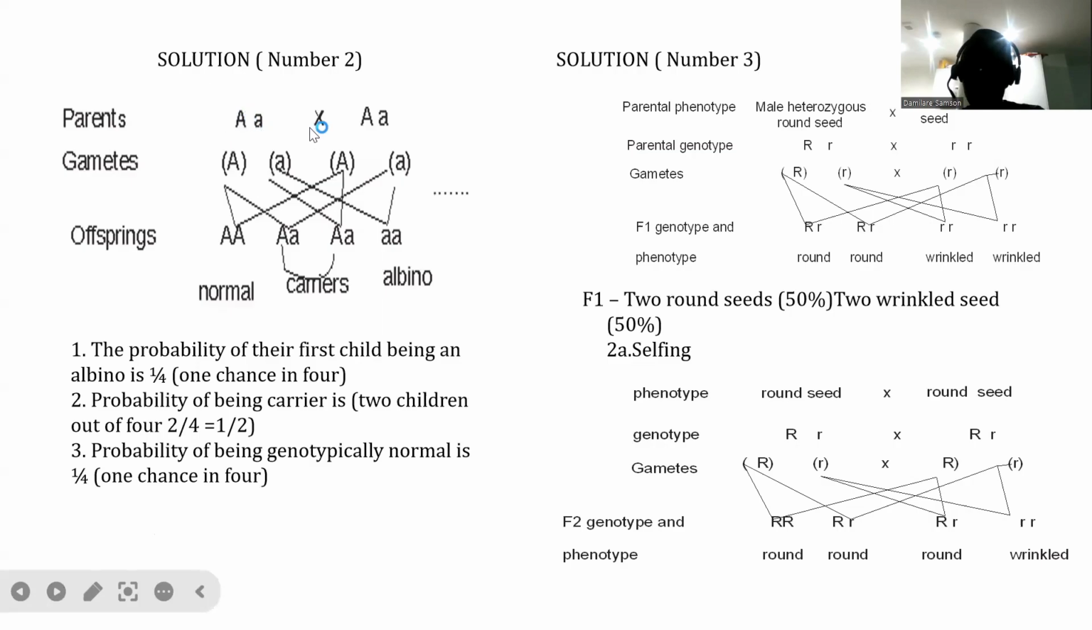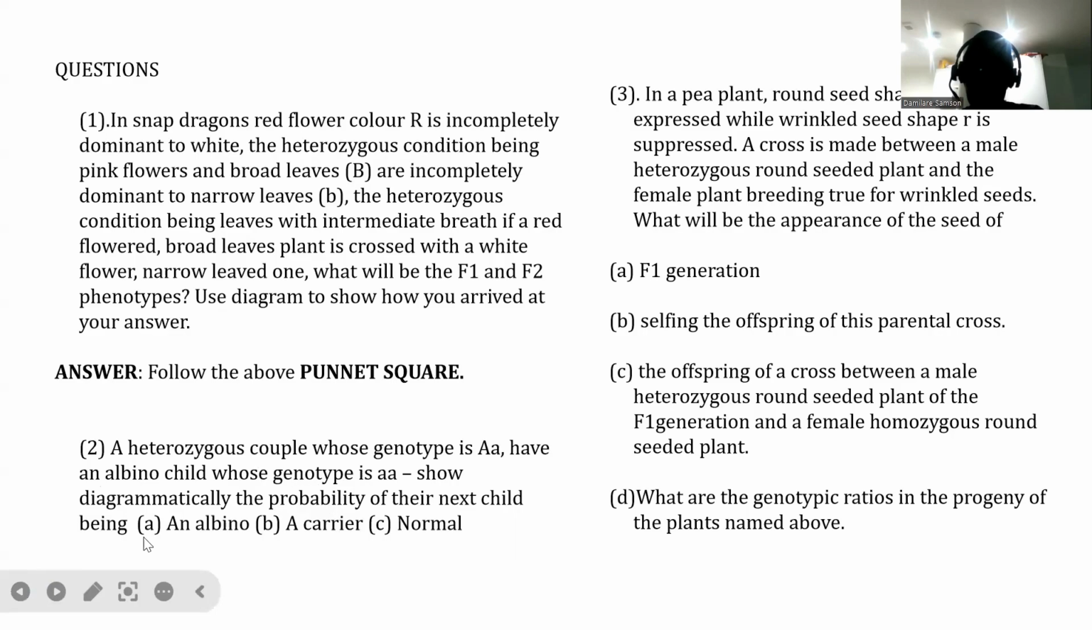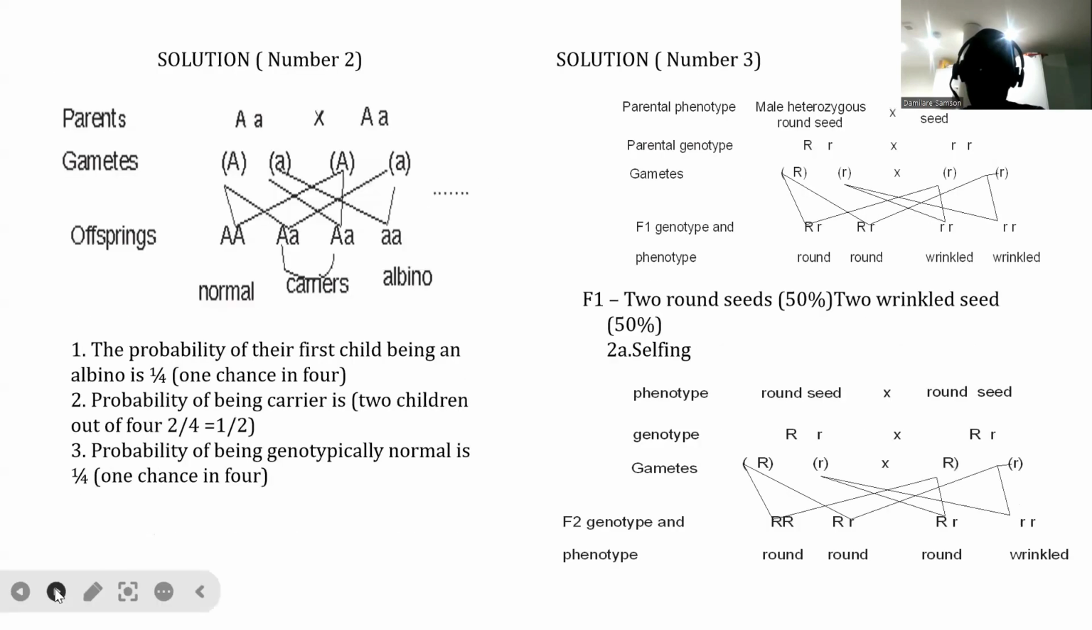So the parents are capital A small a crossed with capital A small a. This is the father, this is the mother. When you cross it, you have AA, Aa, Aa, and aa. So the question says, what is the probability of their next child being A, an albino, B, a carrier, C, a normal? So the probability of their first child being an albino is 1/4. That is 1 chance out of 4 children. I think that is understandable. One child will be an albino out of 4 children. That is 1/4.